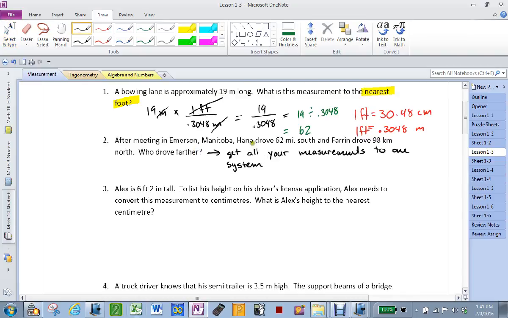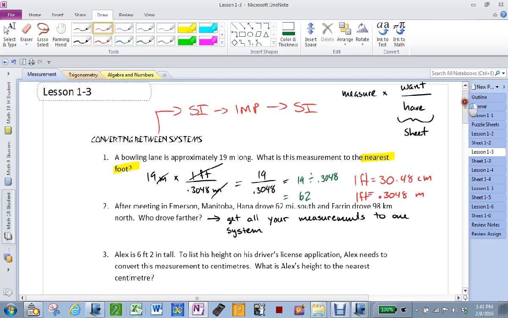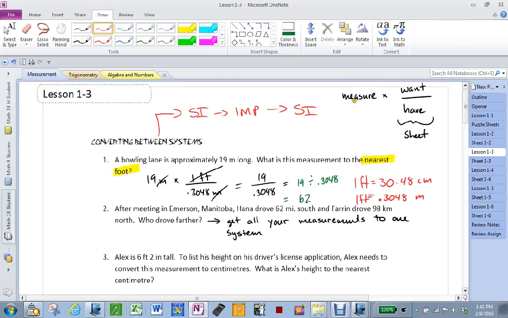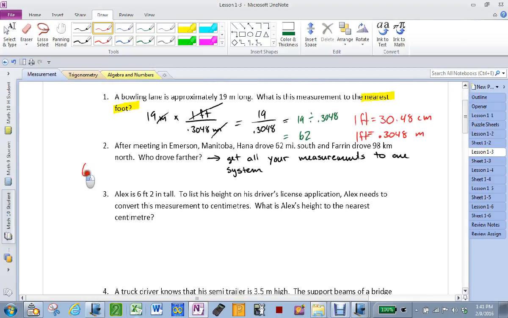So let's say we convert Hannah to kilometers right now. Now this question is just yes or no, isn't it? Who went further? So this one we don't have to be worried about. Everyone understand that? So if I'm going to convert Hannah, what do I have for a measurement? What's the measurement I'm starting with? 62. And I'm going to multiply it by what do I want?